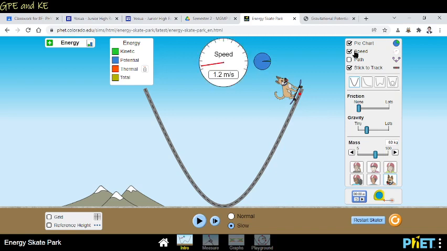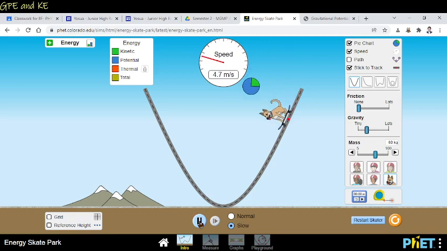Okay, let's see the speed. What is the speed here? 1.2, 0.5, almost 0 meter per second. At the top of the slide, the speed is almost 0. It means the dog stops moving. There is no kinetic energy. All it has is potential energy. This is the ideal situation when there is no friction.